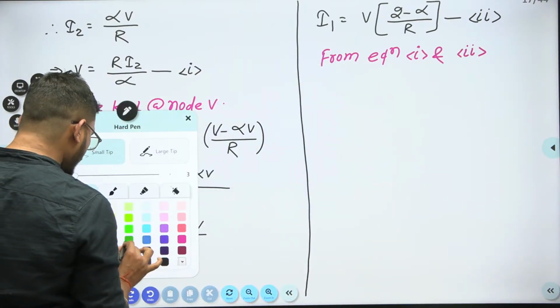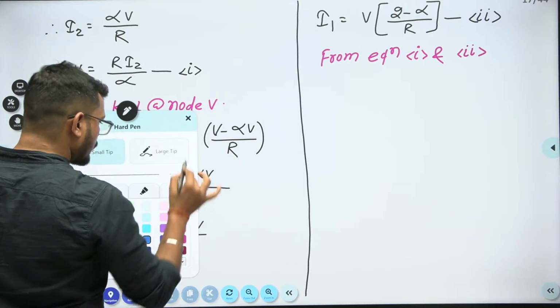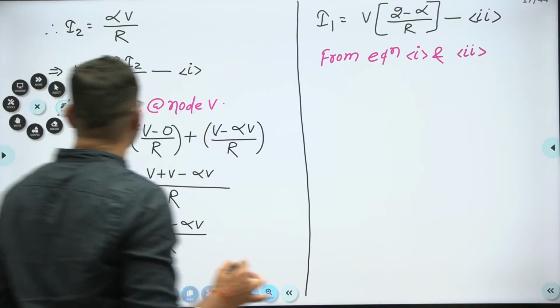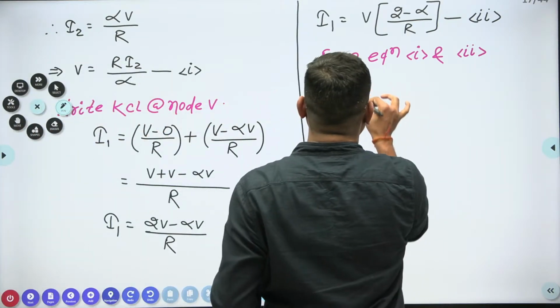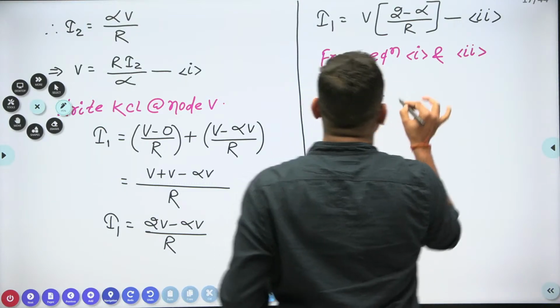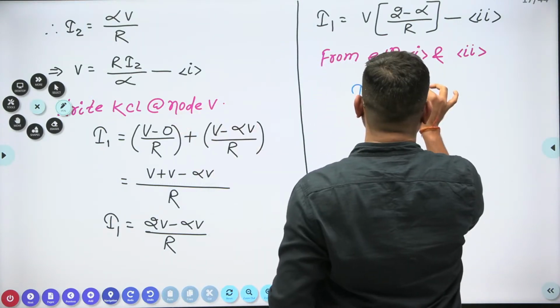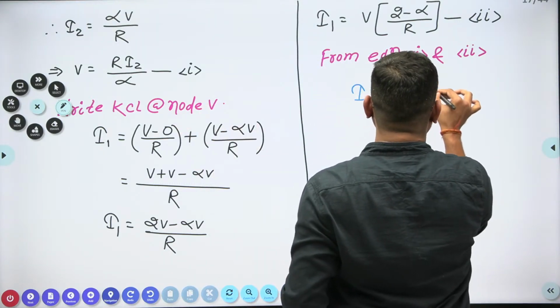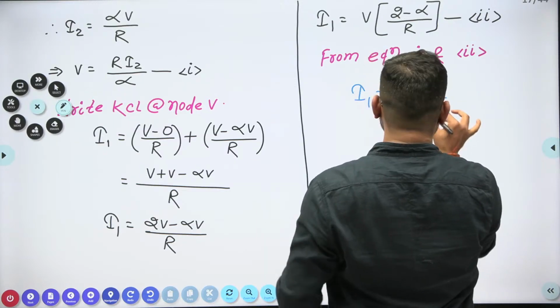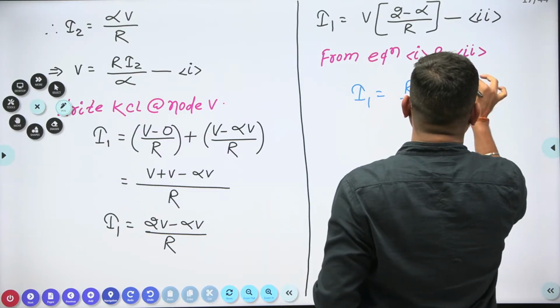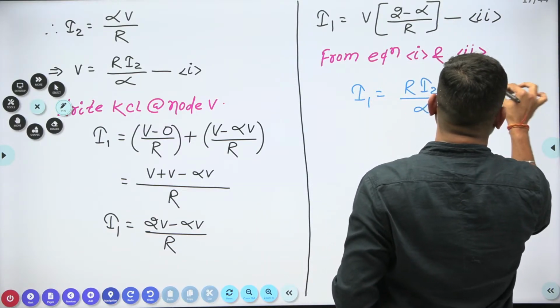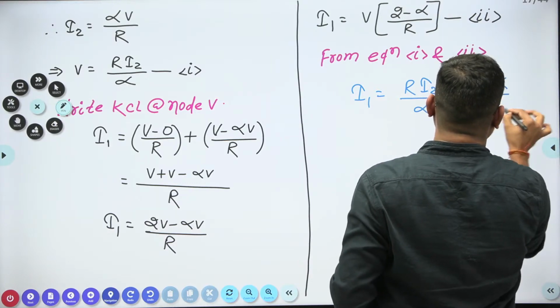So from this equation, we can write I1 is equal to, V is equal to R I2, and this divided by alpha into 2 minus alpha, and this divided by R, guys.